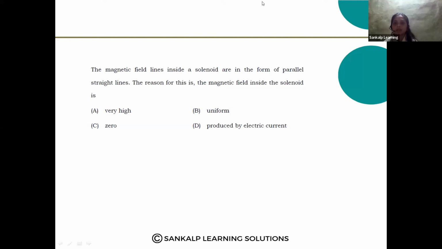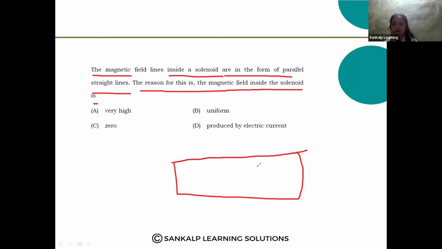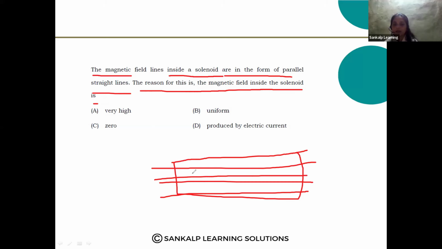Then next question. The magnetic field lines inside the solenoid are in the form of parallel straight lines. What is the reason behind this? Why are they parallel? Inside the solenoid, which is similar to the bar magnet, the lines are parallel, right?